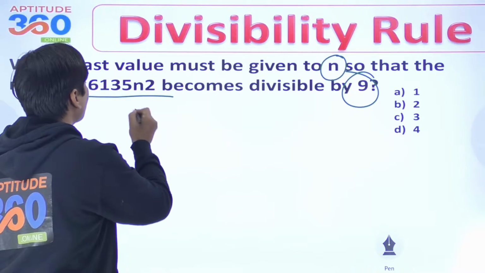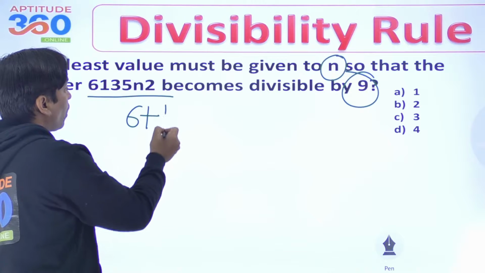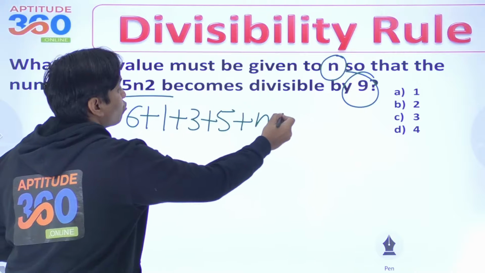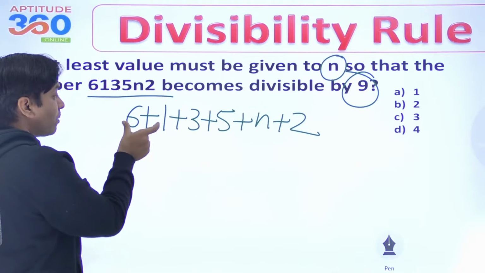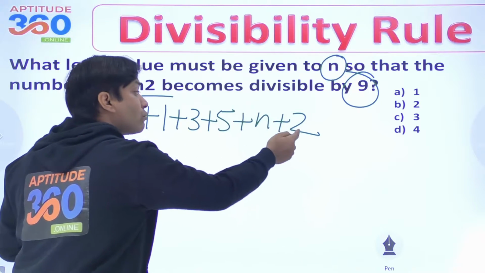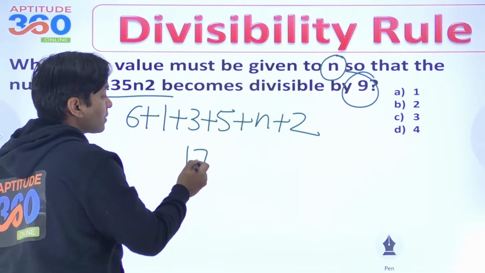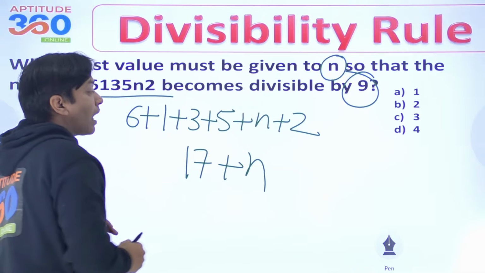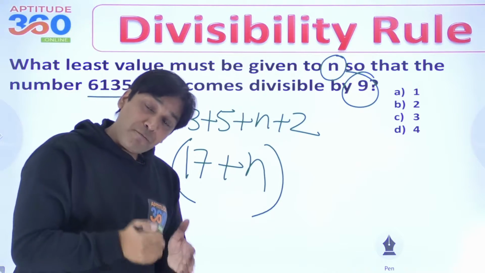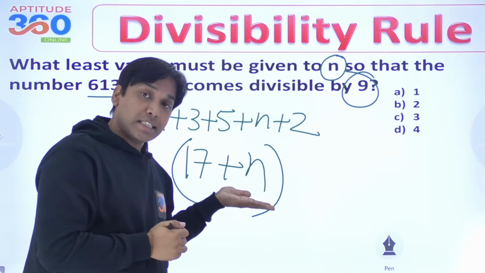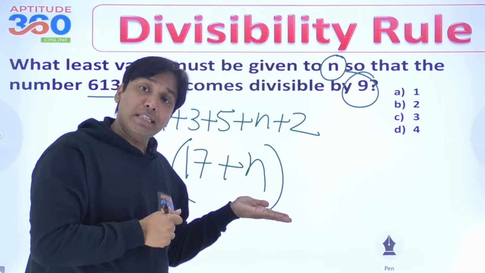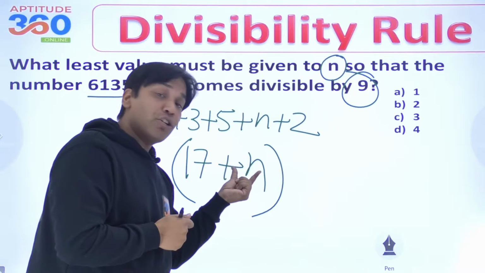So now see this. This is what? 6 plus 1 plus 3 plus 5 plus n plus 2. And if you add them up, this is 6 plus 1 is 7, plus 3 is 10, plus 5 is 15, plus 2 is 17. Now this is 17 plus n, and this number, this 17 plus n, will have to be divisible by 9, right? If it will have to be divisible by 9, what should be the value of n out here?